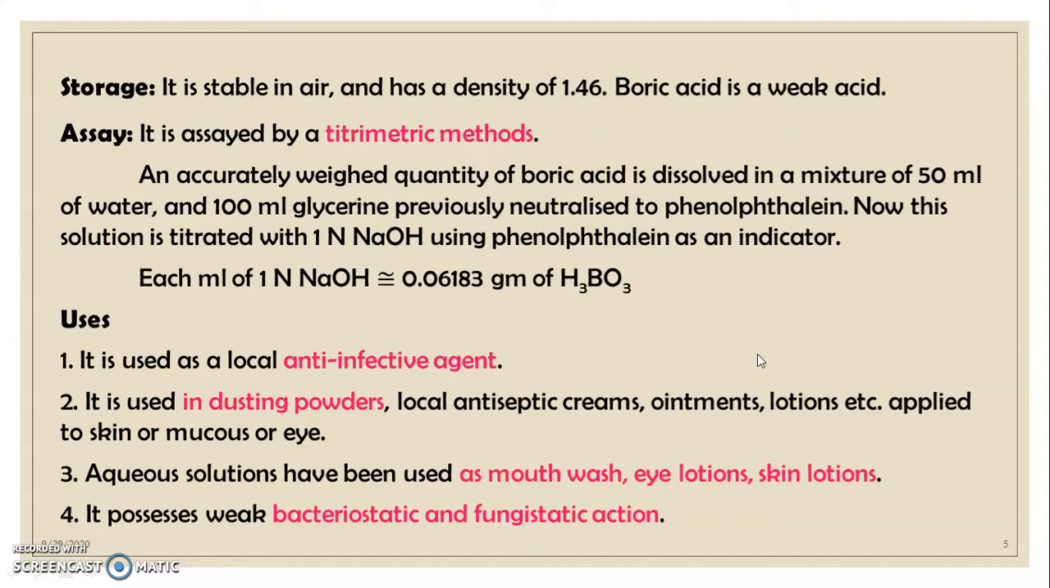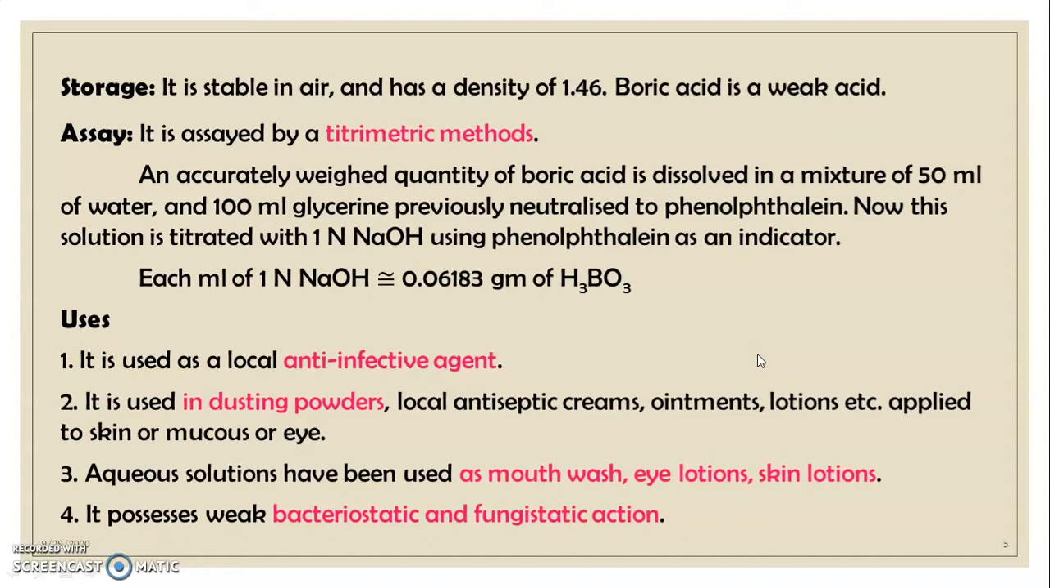Assay: it is assayed by the titrimetric method. An accurately weighed quantity of boric acid is dissolved in a mixture of 50 ml of water and 100 ml of glycerin, which is previously neutralized with phenolphthalein. Now this solution is titrated with 1 normal NaOH using phenolphthalein as an indicator. The factor involved in this titration is each ml of 1 normal NaOH is approximately equal to 0.06183 gram of H3BO3.